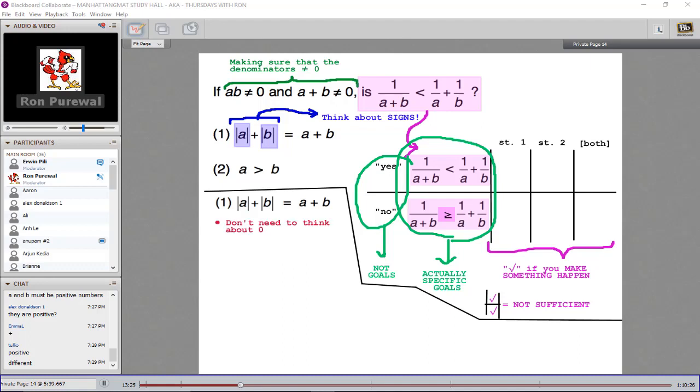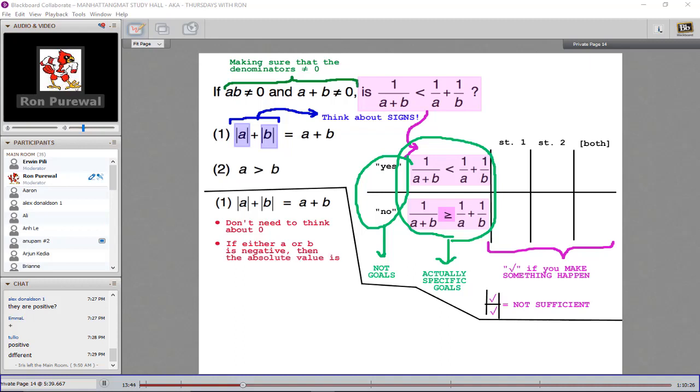And then if either A or B is negative, then the absolute value is less than the original number because it's negative. Or the absolute value is greater because it's positive. Smiley face if that makes sense.